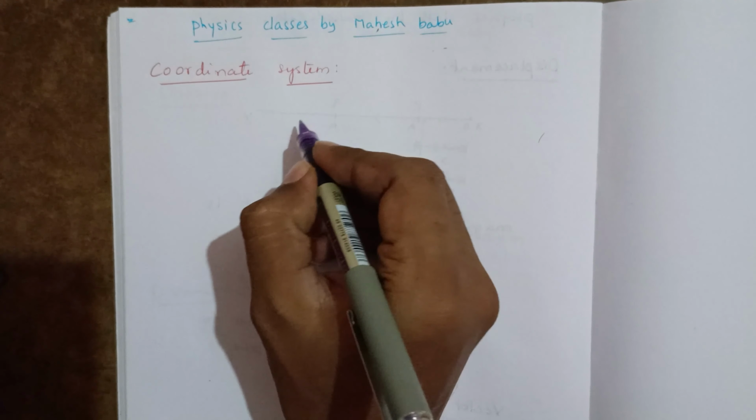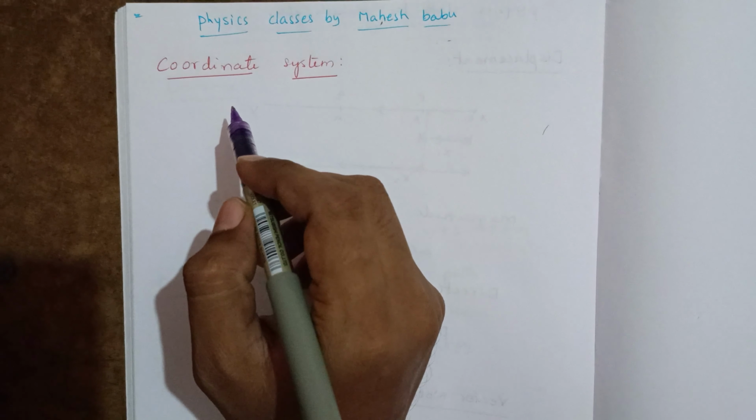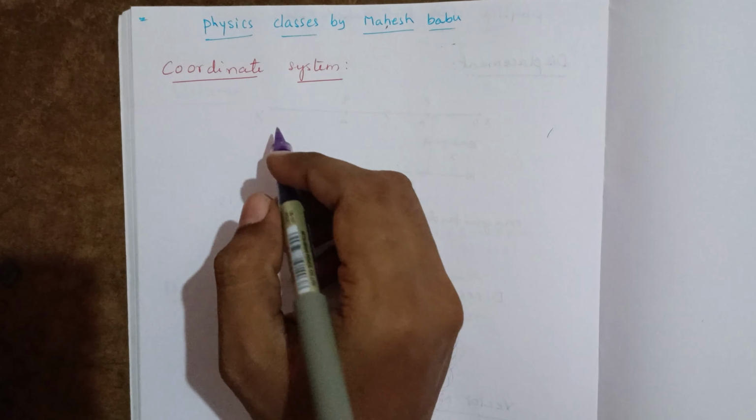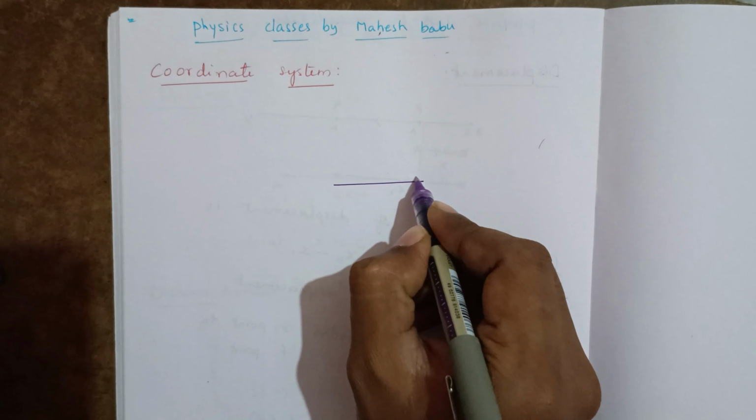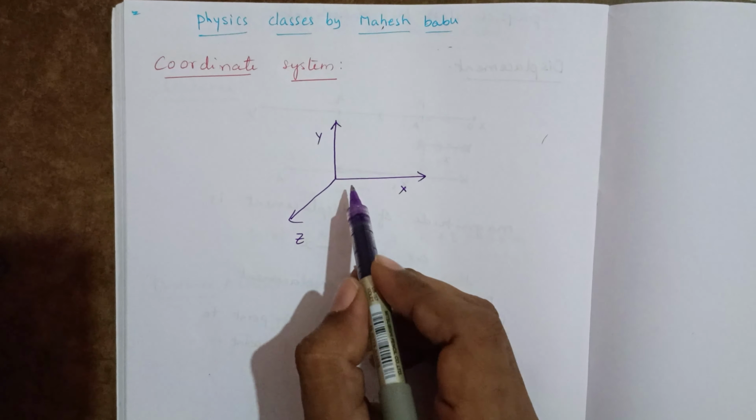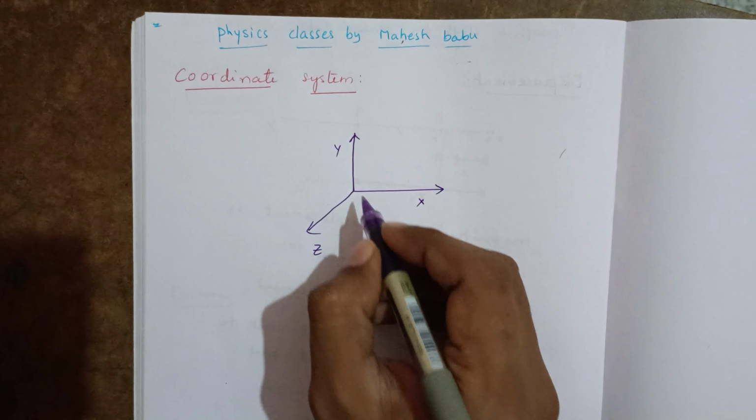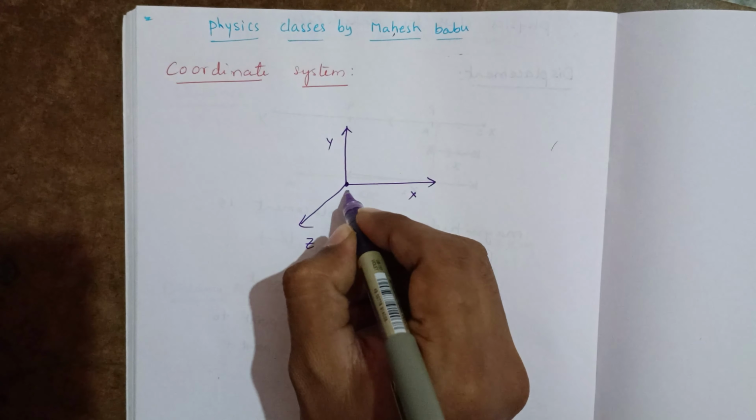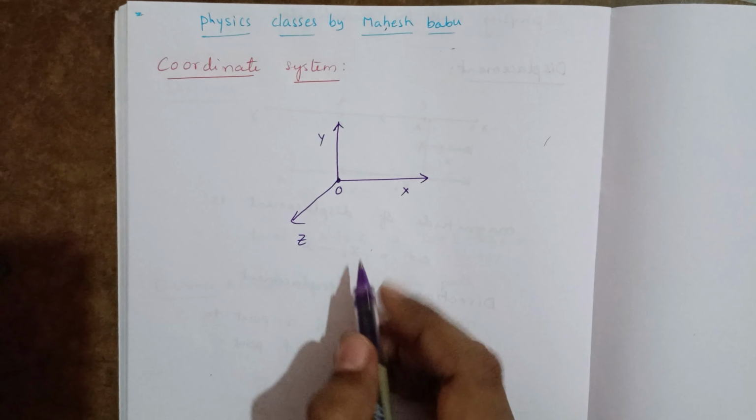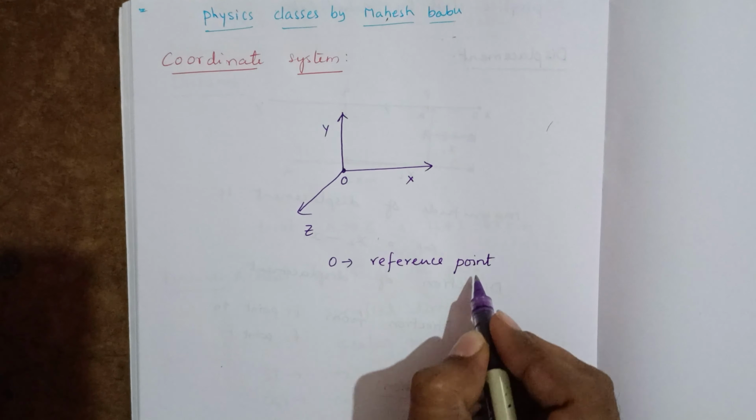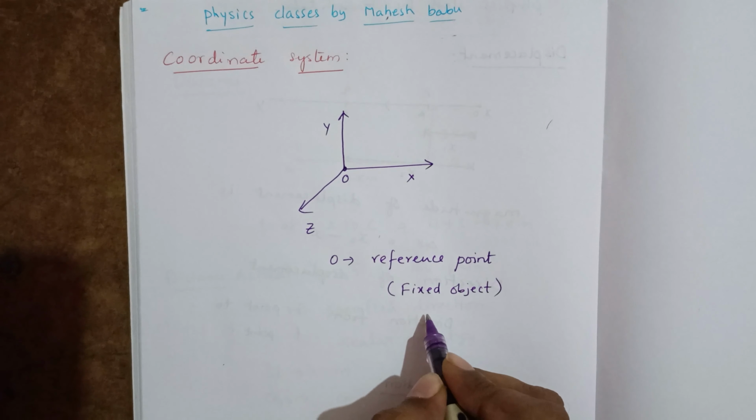Here it is more convenient to describe the same in a coordinate system, a rectangular coordinate system. It consists of the x-axis, y-axis and z-axis, all mutually perpendicular to each other, and the intersection point we can name as O. This O acts as a reference point, which means it is a fixed object or fixed point.